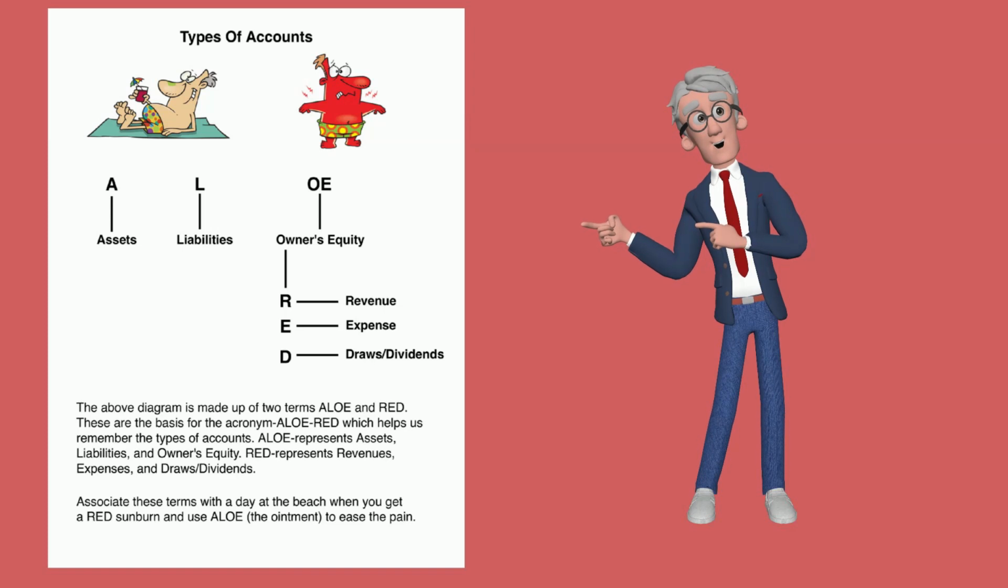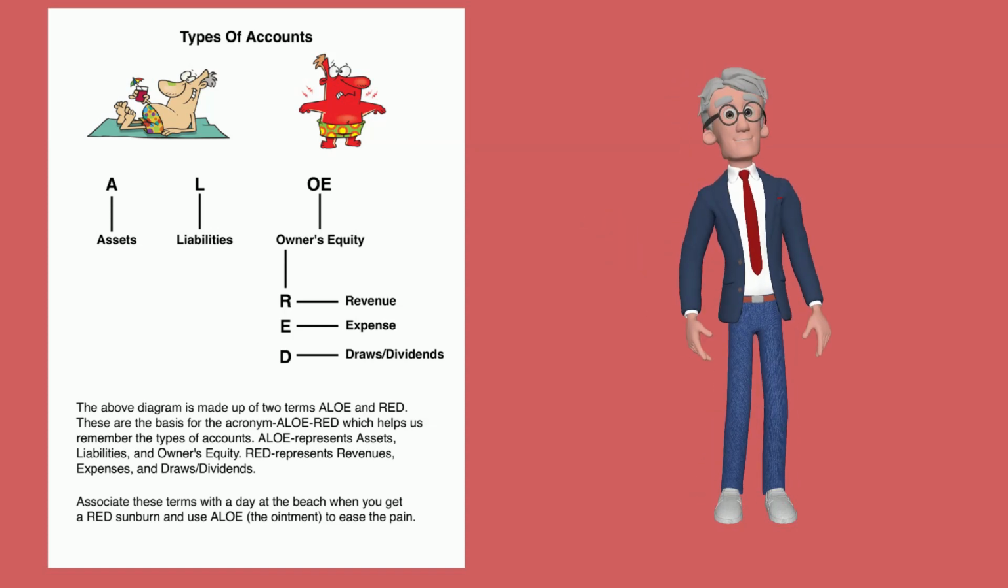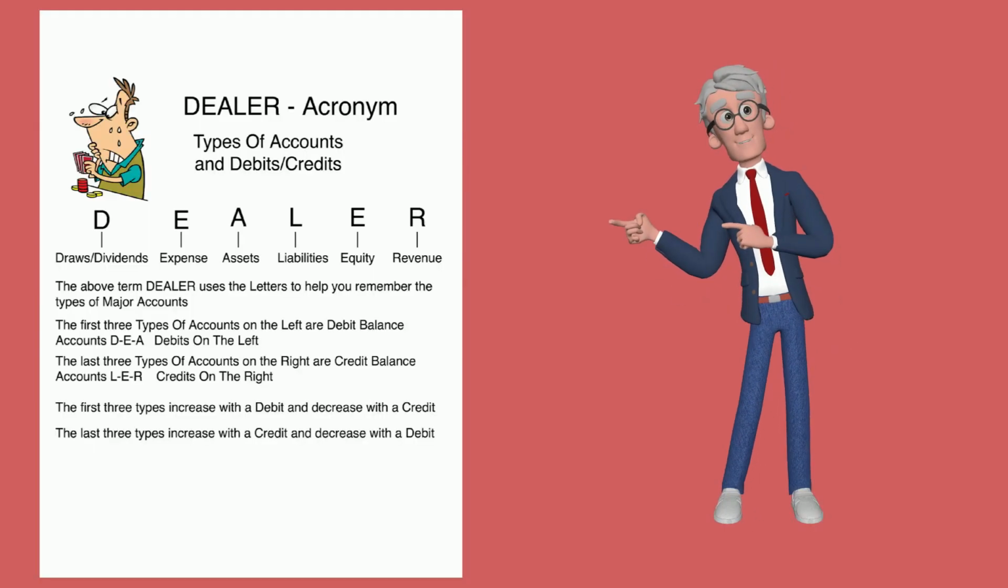The diagram is made up of two terms, ALOE and RED. These are the basis for the acronym ALOE-RED, which helps us remember the types of accounts. ALOE represents assets, liabilities, and owner's equity. RED represents revenues, expenses, and draws, dividends. Associate these terms with a day at the beach when you get a red sunburn and use ALOE, the ointment, to ease the pain. DEALER acronym: D, draws, dividends; E, expense.